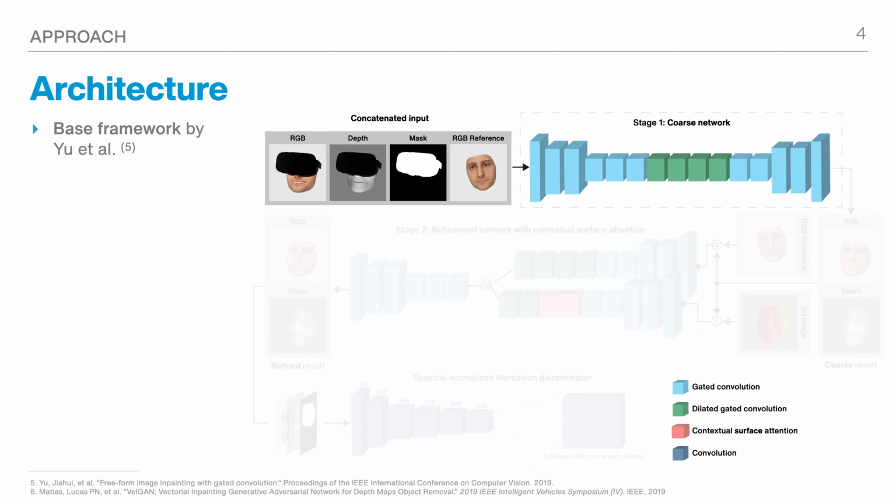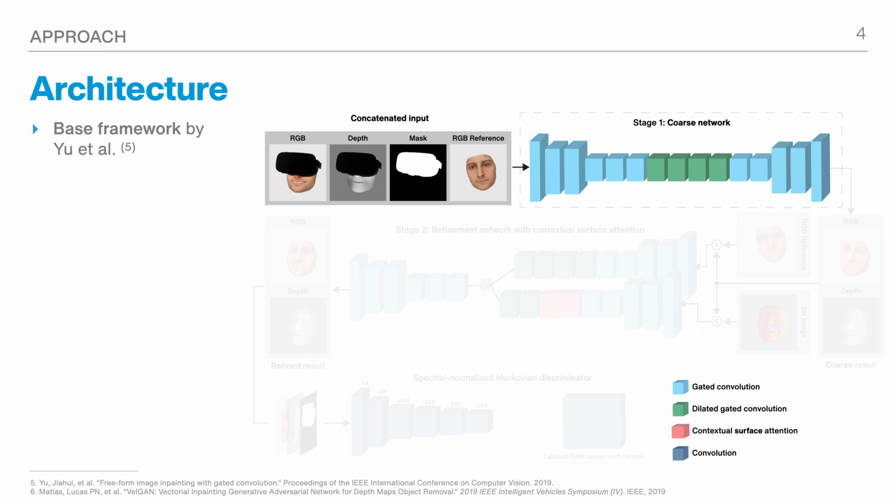Our framework is founded on the RGB image inpainting framework by Yu et al. It consists of a coarse-to-refined generator and a discriminator. During training, the objective of the generator is to accurately inpaint the input image, whereas the objective of the discriminator is to determine whether the inpainted image is real or not. A key challenge is the simultaneous completion of both the color image and the depth image.